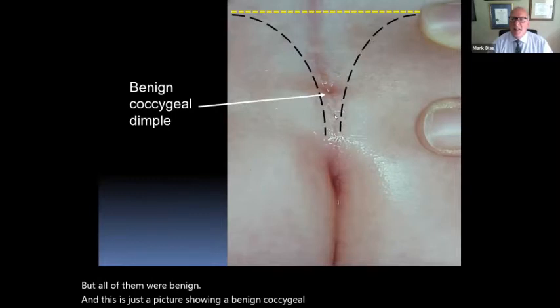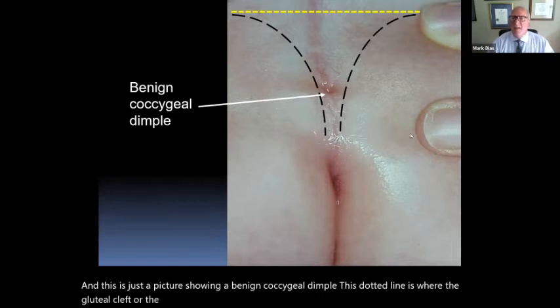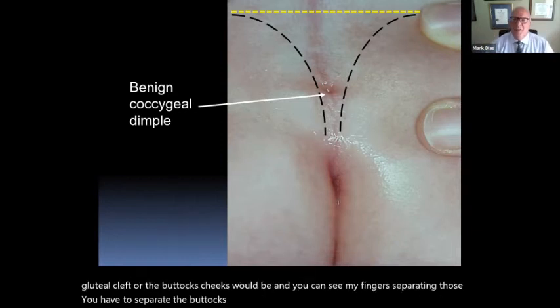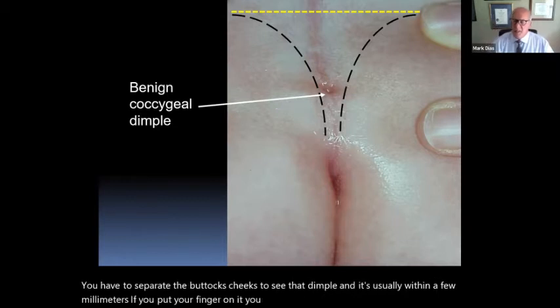This dotted line is where the gluteal cleft, or the buttocks cheeks, would be. And you can see my fingers separating those. You have to separate the buttocks cheeks to see that dimple. And it's usually within a few millimeters. If you put your finger on it, you can roll it around the tip of the coccyx. So these are coccygeal dimples.